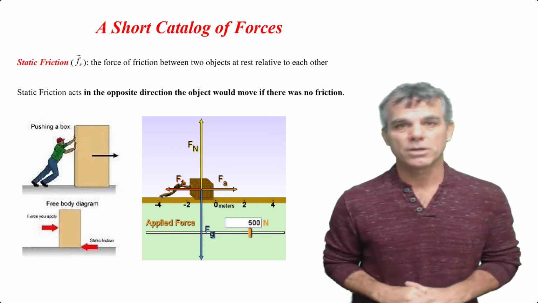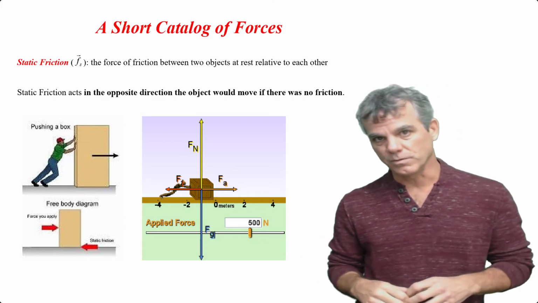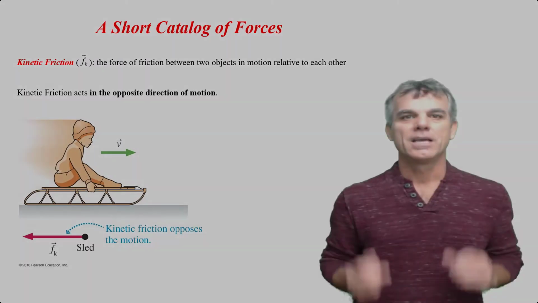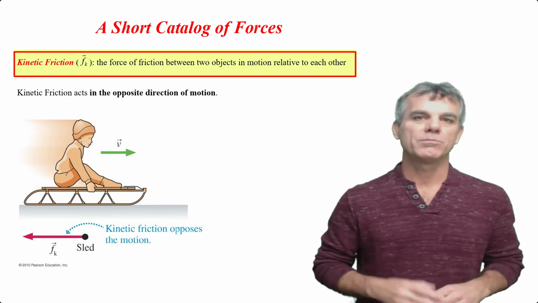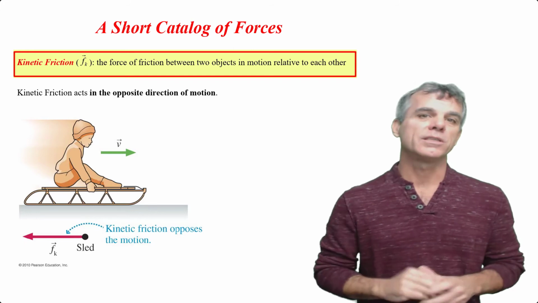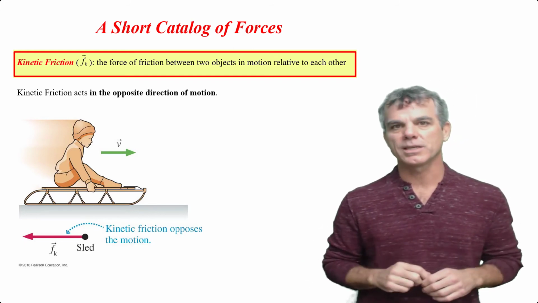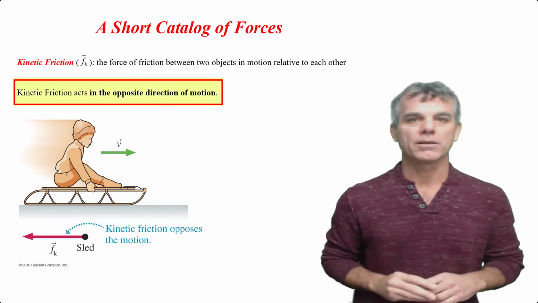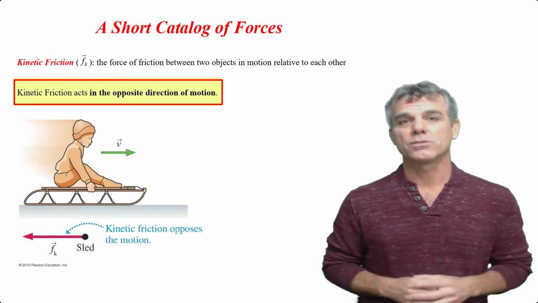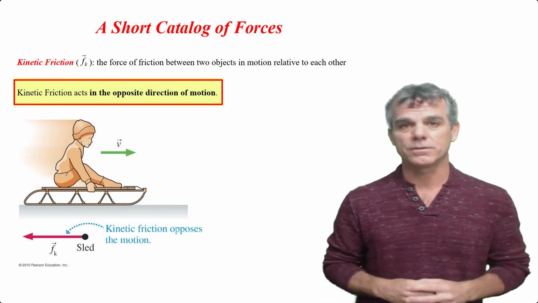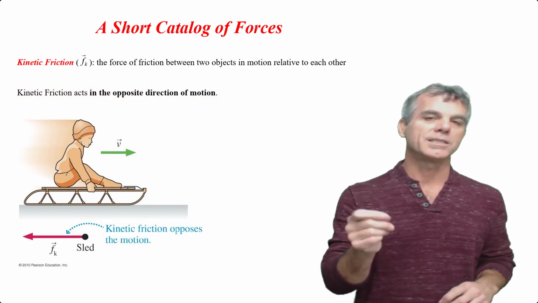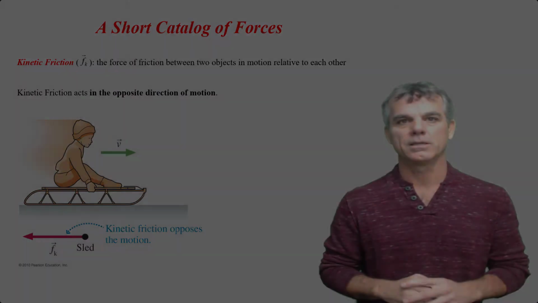Now, if the man pushes hard enough, then the box will start moving, and it's no longer static friction, it's now kinetic friction. Kinetic friction is the force of friction between two objects that are in motion relative to each other. We're going to use the symbol F with a K subscript to represent kinetic friction, and the direction of kinetic friction is always in the opposite direction of motion. So if a box or book is sliding to the right across a rough surface, the force of kinetic friction would be acting to the left. It's always in the exact opposite direction of the velocity.